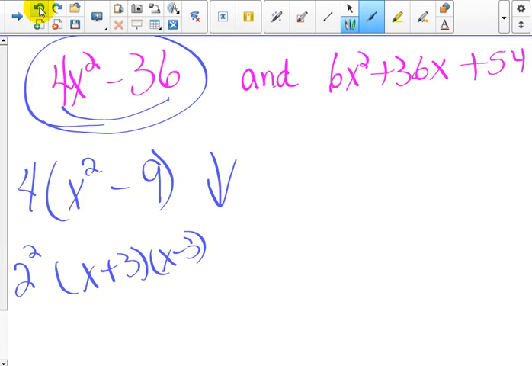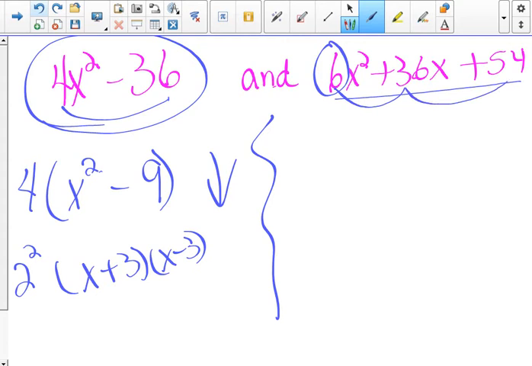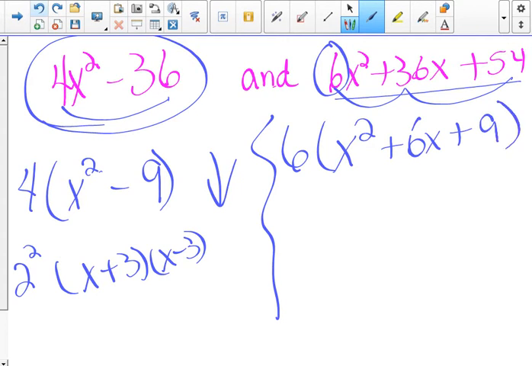Alright, so we're done there for right now. And actually that's where the book left off, on this side. Okay, now let's look at the other side. And again, what can we factor out of all three of these terms? A 6. 6 is in common with all of these, so let's factor it out. And what's left over is x squared plus 6x plus 9.